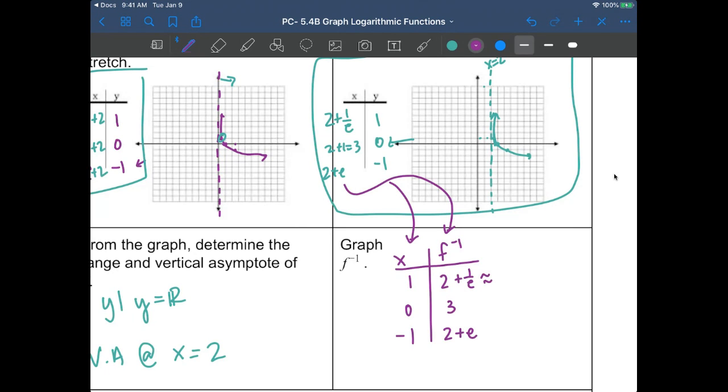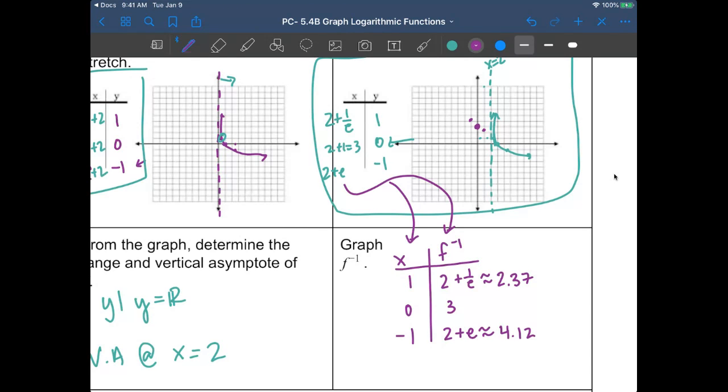And we can get a decimal equivalent here. 1 over e plus 2 is about 2.37, and 2 plus e is about 4.12. So I'm going to graph those in. I'm going to go 0, 1, 2, 3. (1, 2.3), and (-1, 4), a little more than 4. And what it looks like is this.